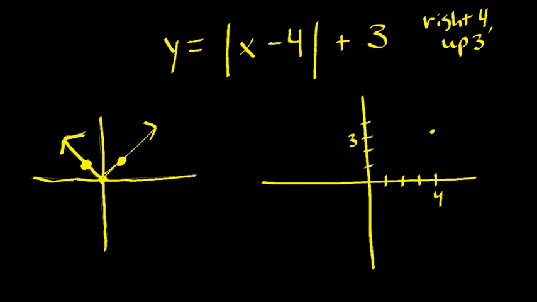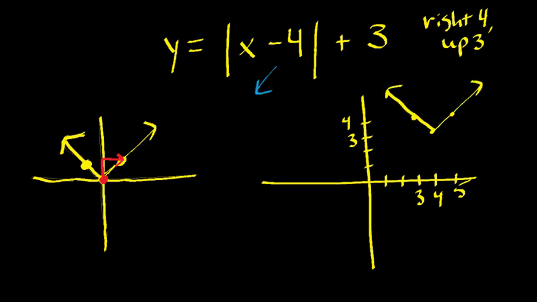Realizing that in the original function, from the vertex we just rise 1 and run 1, so in our transformed function, we can just go over 1 to 5 and up 1 to the value 4 to find another point. Similarly, we can go over to the left to 3 and up 1 to find a third point. This is where our transformed function will be.